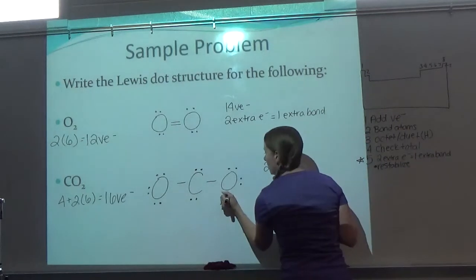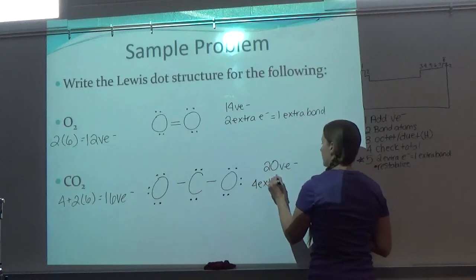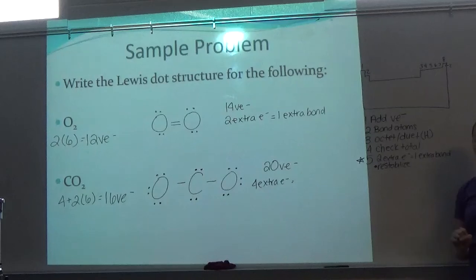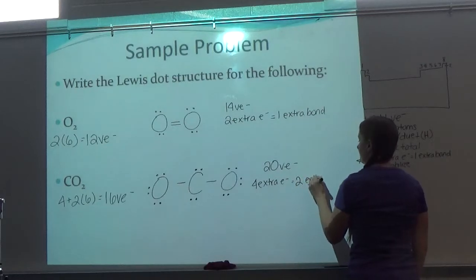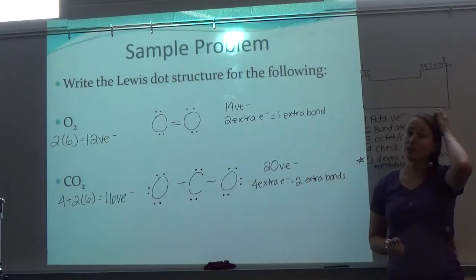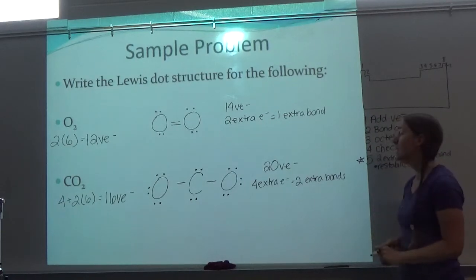Okay, so we have 4 extra electrons. So remember, for every 2 extra electrons, you need 1 bond. So I have 4 extra electrons, so I need 2 bonds. Now, this is where it gets a little tricky, and it goes into something that we don't really cover in regular chemistry, something called resonance structures.